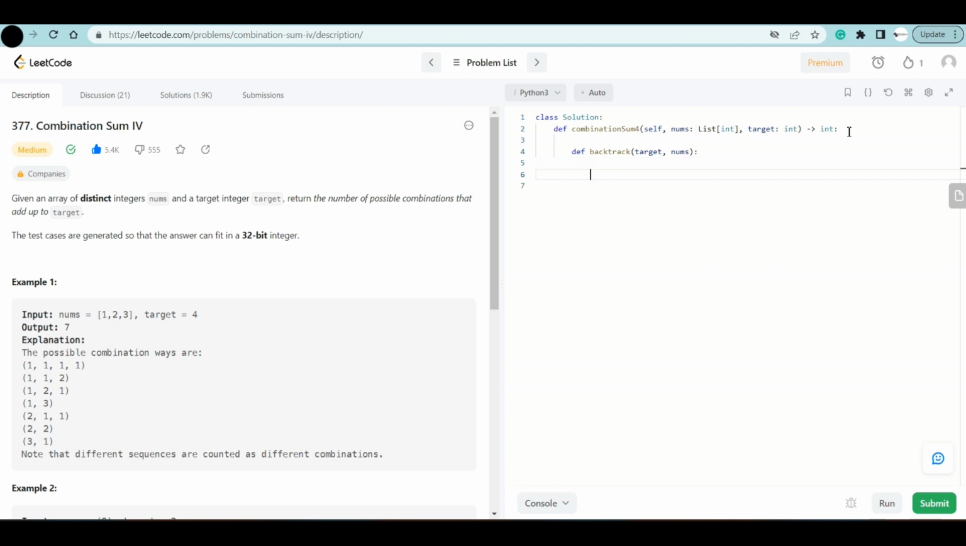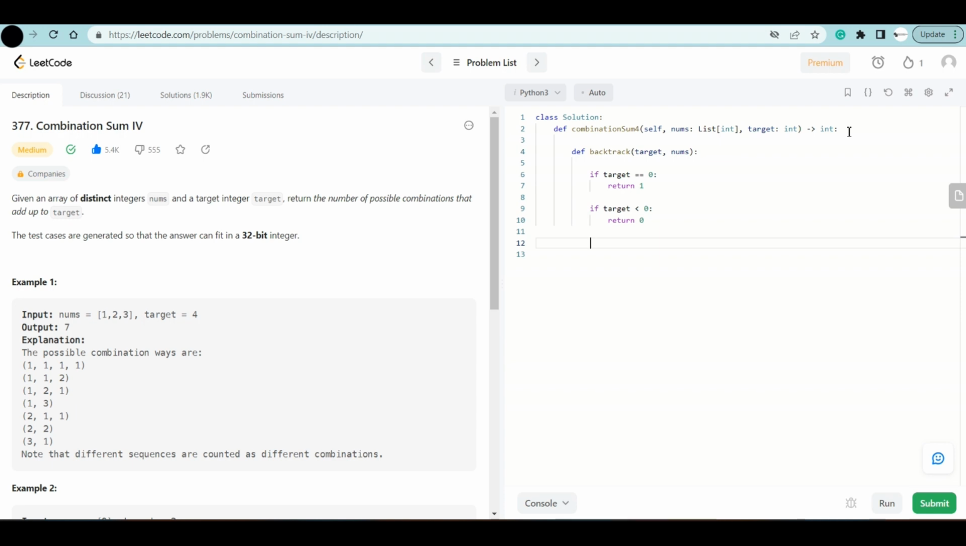So like we said, if it happens that the target equals 0, then we just want to return 1, because it means that we can sum to the target. However, if the target is actually less than 0, then we just want to return 0, so this does not count at all, because that path cannot sum to the target.